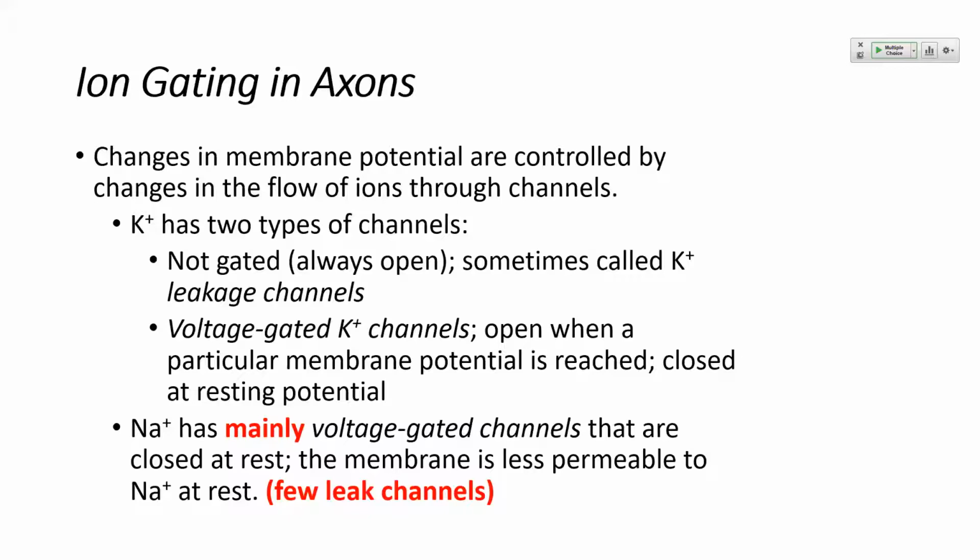So potassium has two types of channels. They're the leak channels we talked about, as well as the voltage-gated channels. Now the voltage-gated channels, as I mentioned earlier, are going to open when the membrane potential gets to a certain level, and they're going to close when the membrane potential gets back down to rest.